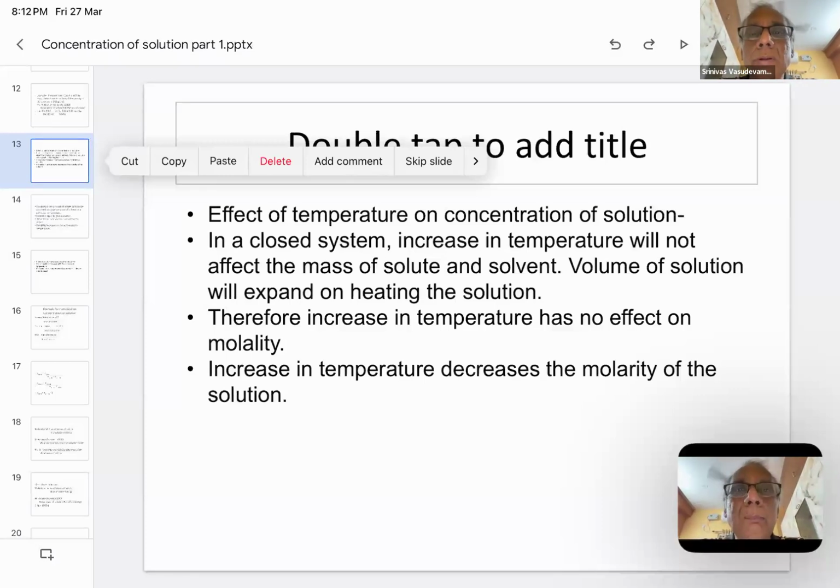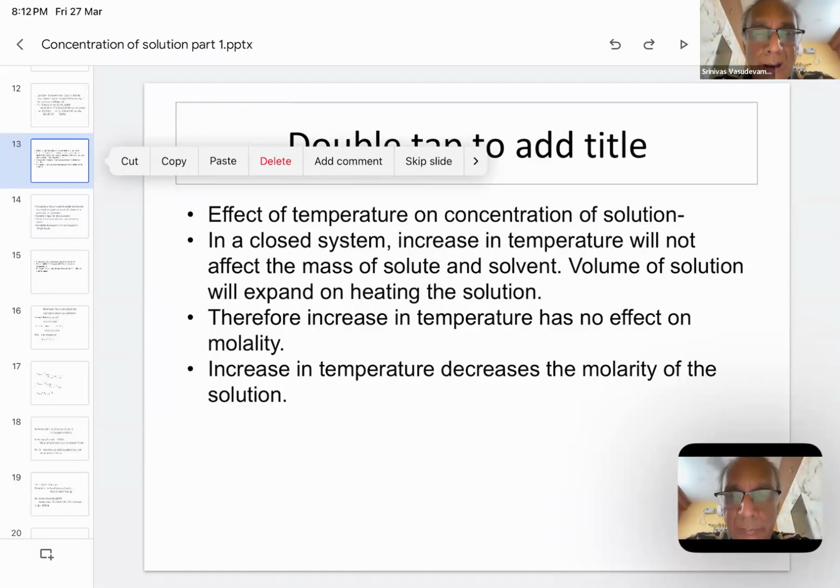Molality is number of moles of solute divided by mass of solvent in kilogram. Number of moles of solute is nothing but mass by molecular mass. So only masses are involved in molality. Therefore, increase in temperature will not affect the molality, because molality is based on mass only.